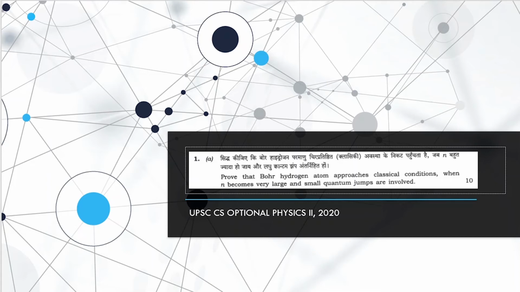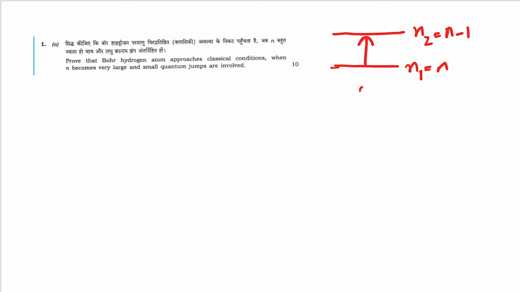So what is question number 1? In this question we have to prove that Bohr's hydrogen atom approaches classical conditions when n becomes large, when n is much greater than 1. Take an atom that is transiting from n1 equal to n to n2 equal to n minus 1. So this is a transition, and here n is very large.